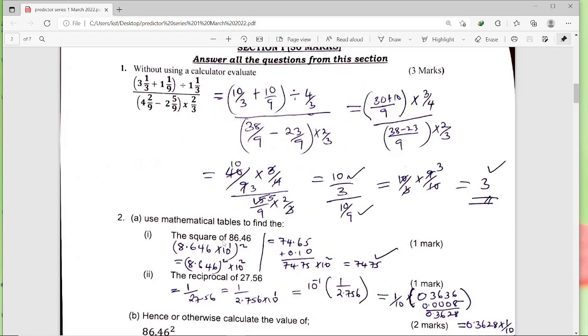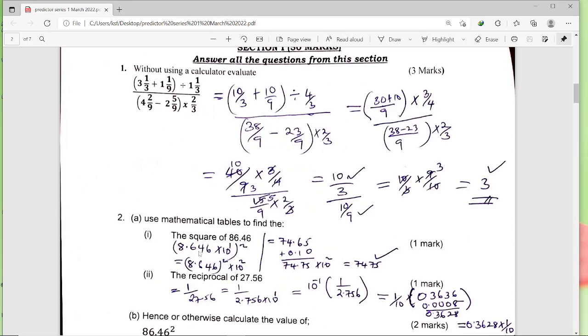So if you come and give the square as 74.75 directly, without showing the procedure, you have not used the tables, because I must see that you have written this. Remember the square table has from 1 to 9, and therefore there is no 86, so you must write this in standard form. I must see that you have written it in standard form. That is 8.646 times 10 raised to power 1, because you move one step to the left, raised to power 1, and then you square it.